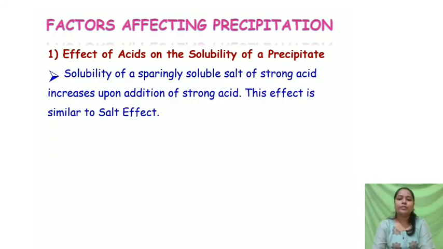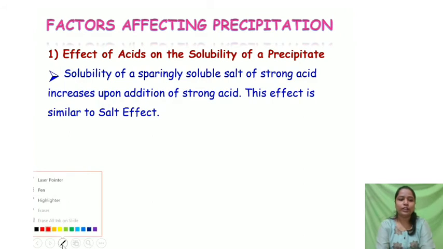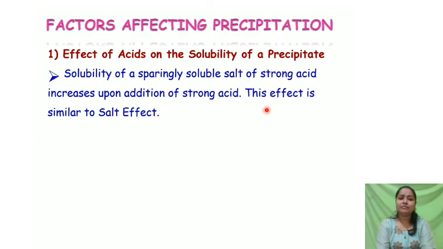The solubility of a sparingly soluble salt of a strong acid increases upon the addition of strong acid, and this effect is similar to a salt effect. When we add strong acid into the solution of a sparingly soluble salt, the solubility of the precipitate increases, and this effect is similar to the salt effect.